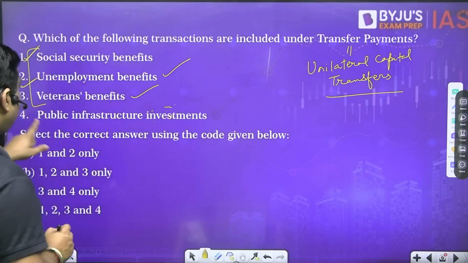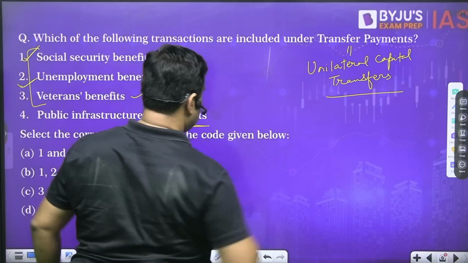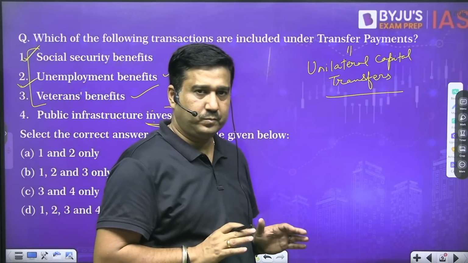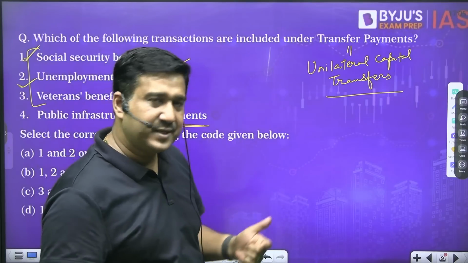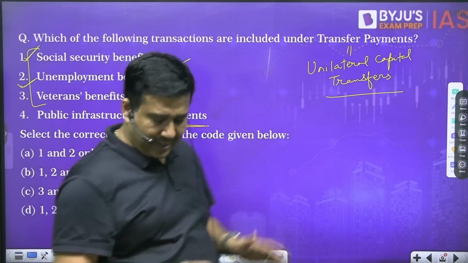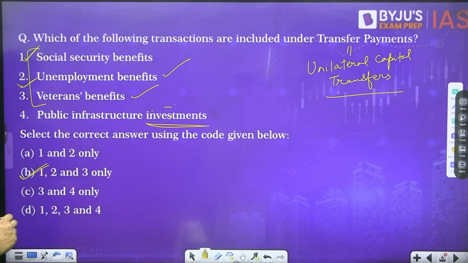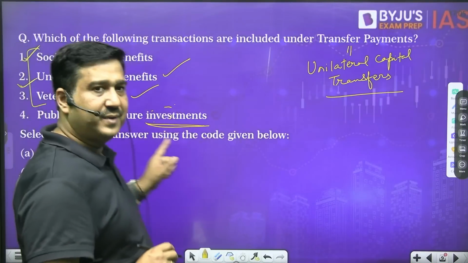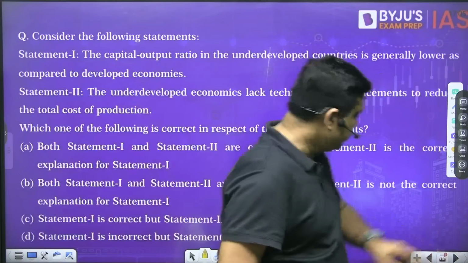Now the fourth one, public infrastructure investment. Investments are not capital transfers, because when you invest, you earn dividend as well. So investments are not capital transfers. These are economic activities and the government gets a return. So thereby, the answer would be B for Bombay, options number 1, 2 and 3. These three items are correct. The fourth item is not correct. Next question.